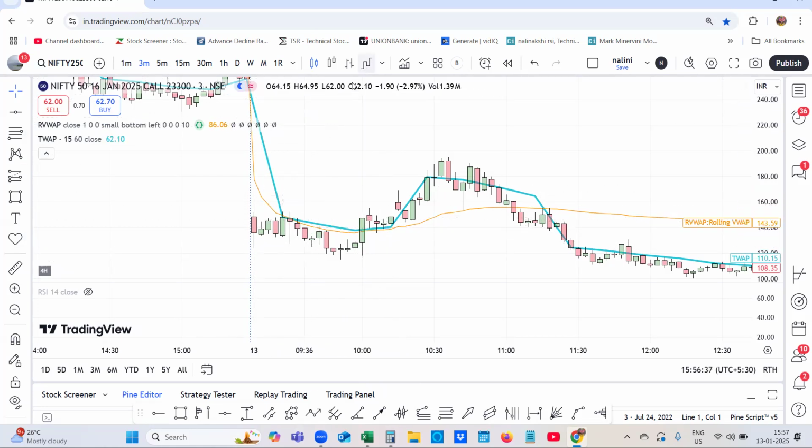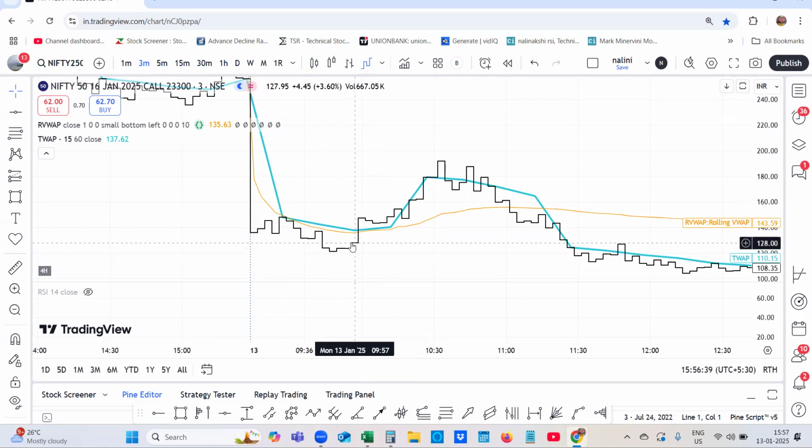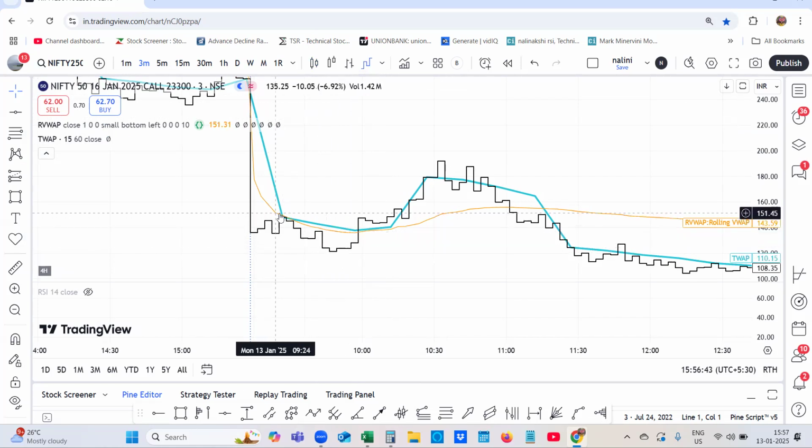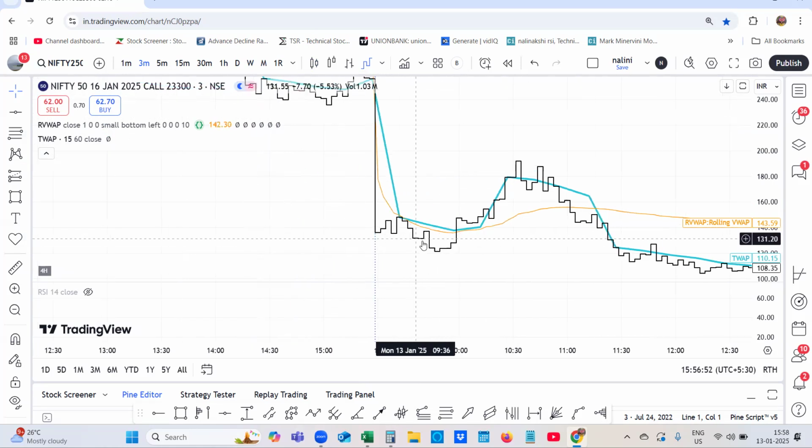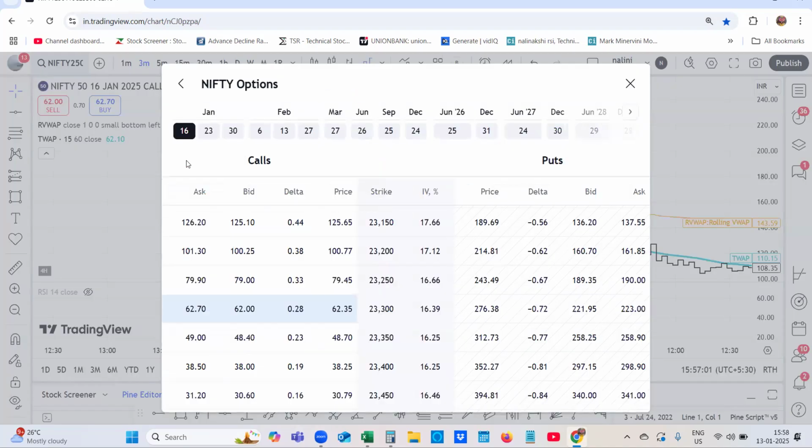See, if I change it to step line chart, you can see steps are increasing, right? It was coming down, and when the steps started moving higher, you could have entered around 128. This is how early entry you can make, but it is an aggressive entry. It comes with practice.